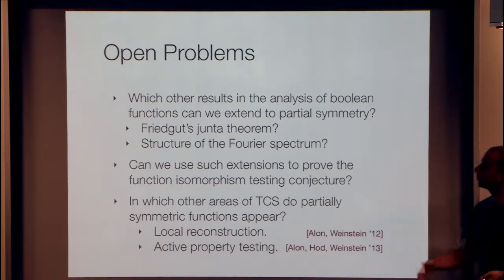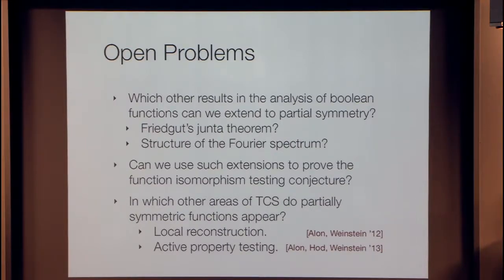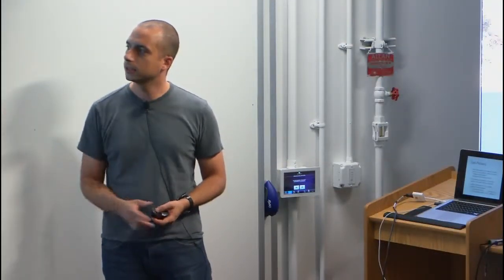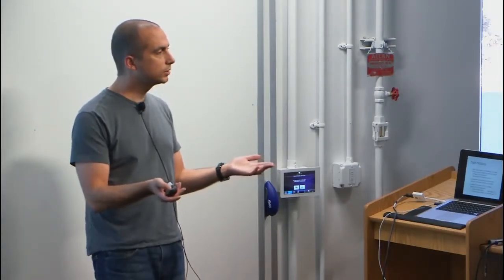Yeah, the structure of the Fourier spectrum. We have lots of things for symmetric functions. We have lots of things for Juntas. What can we say about partially symmetric functions that's non-trivial and potentially interesting? My motivation for this is, can we use these tools that we develop, or even the ones we already have, to settle this conjecture about function isomorphism testing? And the more general question is, is this a more general phenomenon? Do partially symmetric functions occur in other areas where we just haven't realized it? The natural place to look would be places where symmetric functions and Juntas have low complexity under whatever measure we're looking at.